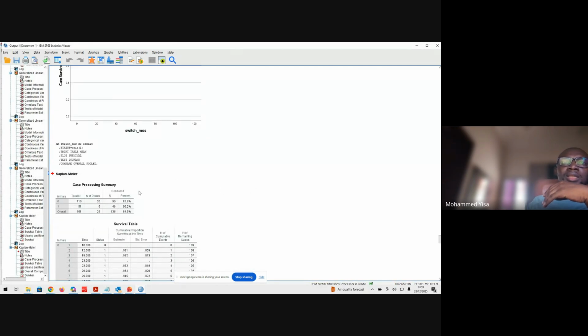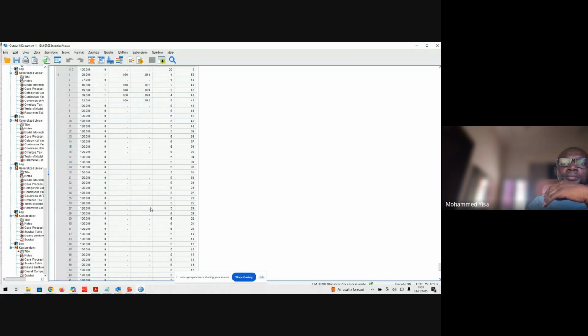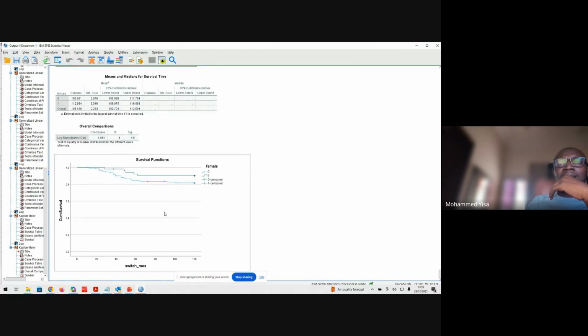So again, these are the same tables from before, but now the graph has separated into two. So it tells you that the blue line is female and the green line is male. Or have I mixed it up? Yeah. So one of them is male, one of them is female. I didn't prepare the data set, so I'm not very sure which one is which.